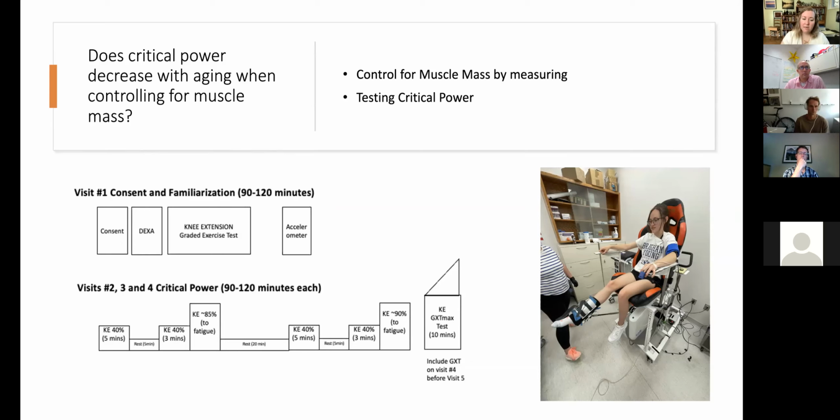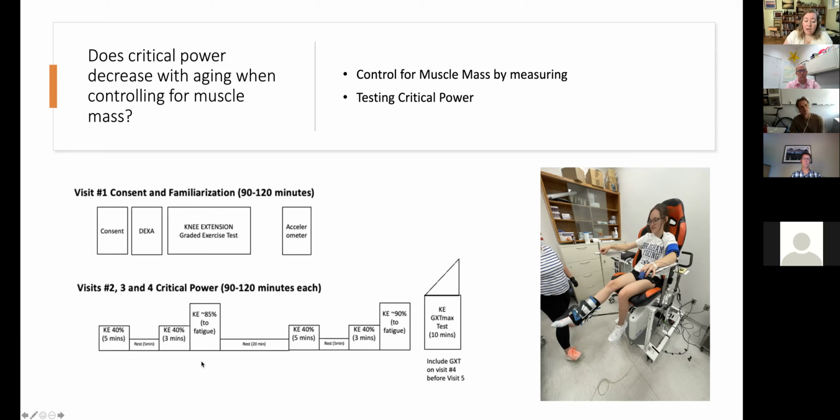It's kind of an interesting exercise. And then at the end of the day, we will send them out with an accelerometer, which we will collect later. And then on visits 2 through 4, we will perform critical power tests. So to perform our critical power test, we will pick a percentage that is about 85% or higher based off of their graded exercise test done on the familiarization day.